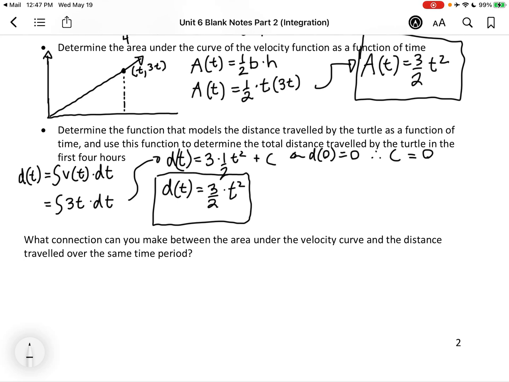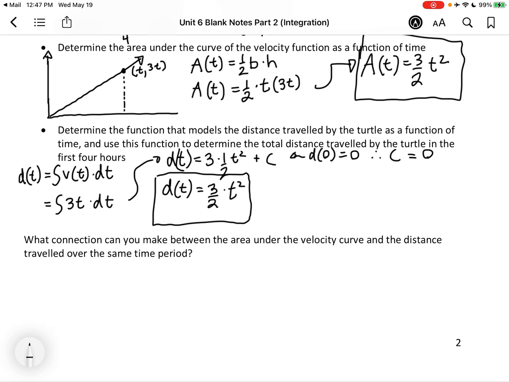And interestingly enough, that is actually exactly the same as what our area function was for the area under the curve of velocity. So let's think about that. The area under the curve of velocity gave us the same function as the integral of velocity. Okay, so I'm just gonna put that out there for a second.